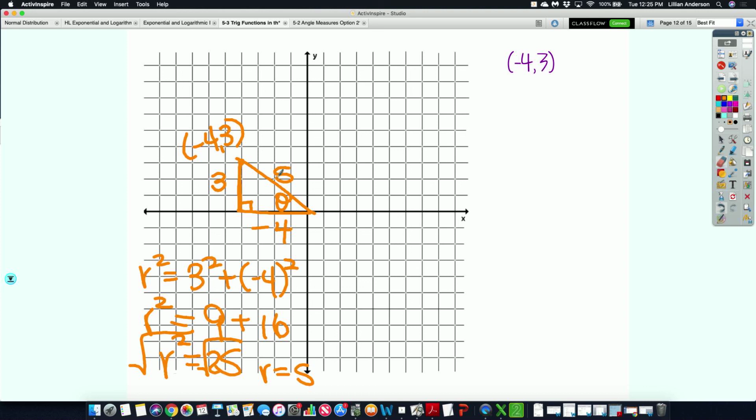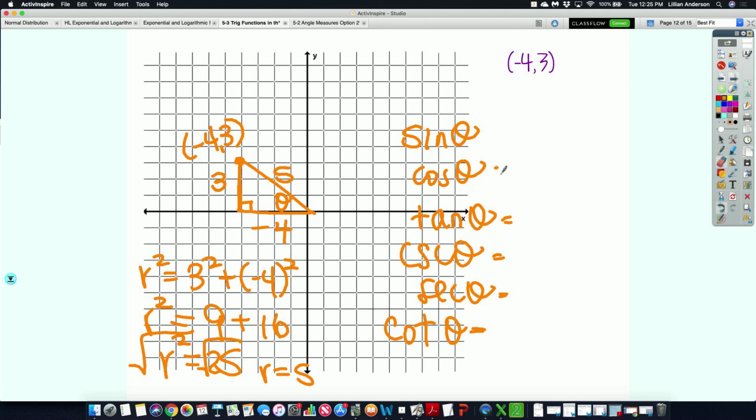And when I run my 6 trig functions down, I won't have to worry about any rationalizing because I have all whole numbers. Okay. Which is the opposite side in this picture? 3. Adjacent, negative 4, and hypotenuse 5. So when I get my 6 trig functions, it's pretty straightforward.